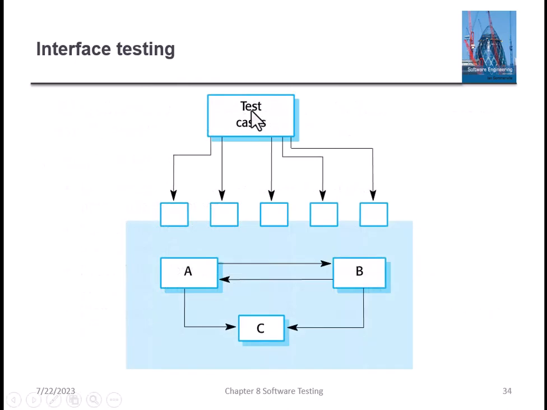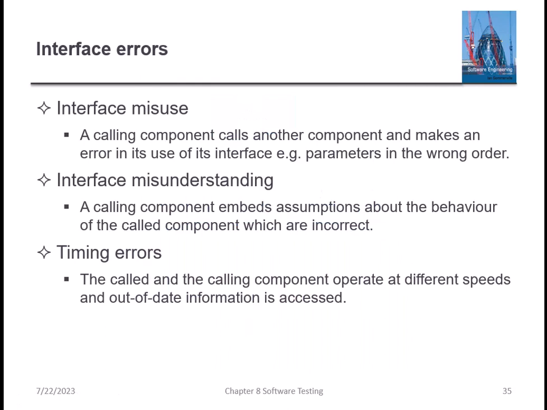So you design test cases for interface testing, and then you validate a system using the interface. So the problem can be in interface designing or development. Interface error: interface misuse. A calling component calls another component. Remember that we call the component from the interface. So it is also possible that the component works correctly and is okay, but the calling component makes an error in its use of the interface.